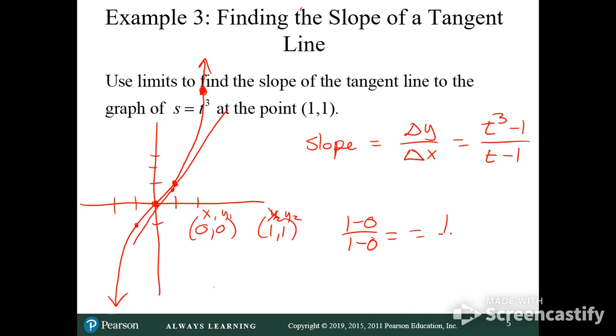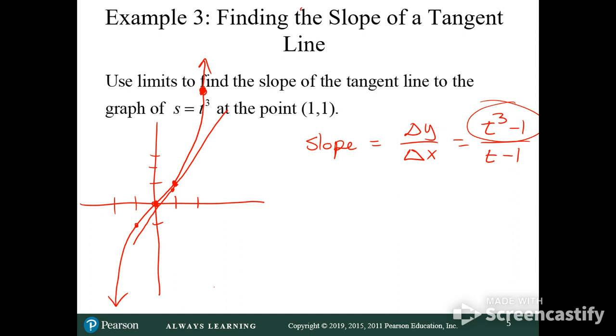And I find the slope of 1 over 1, which is 1. But I'm not finding that slope. I'm finding the slope between an arbitrary point that's moving here and the point 1, 1. And why do I move the point? So I can get a little more close, a little more exact. So, can we factor t cubed minus 1? And the answer is, yeah, we can.